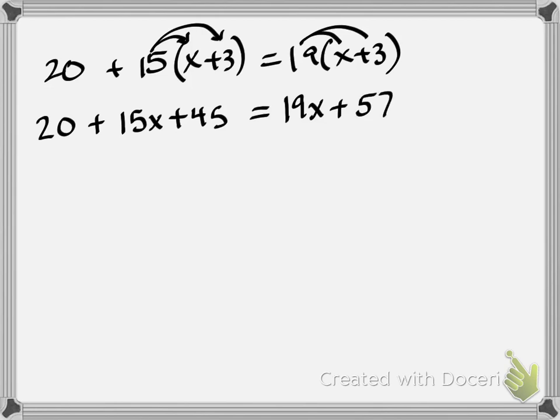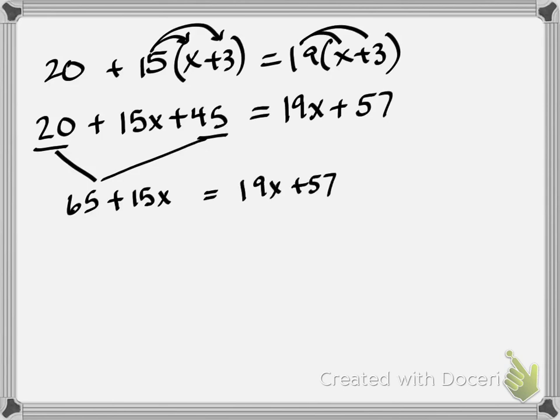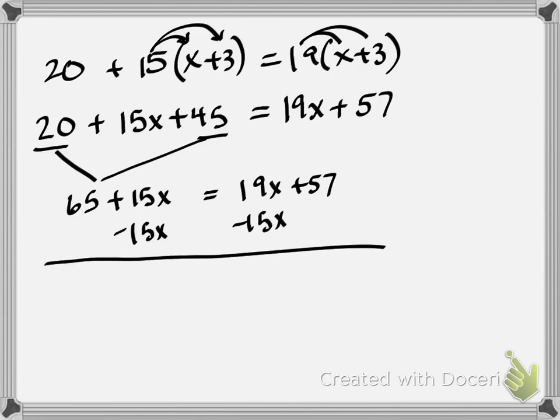Again, we're just going to keep going. Let's combine like terms on this left side. That would be 65 plus the 15x equals 19x plus 57. Now I think it's easiest if we just subtract 15x on both sides so that my x stays positive. If I subtract the 19x, then I have 15 minus 19, and that'll give me negative 4. However, if I subtract the 15x, and I do that to both sides, I will get 65 is equal to 4x plus 57.